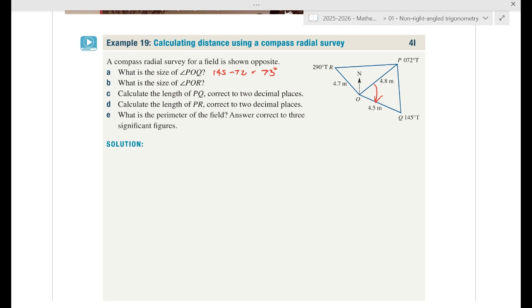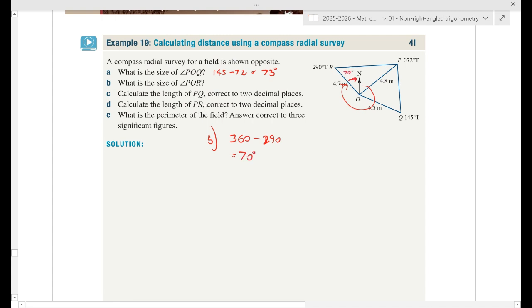Next one is find the angle of POR. Now POR is slightly different. You've gone all the way from there round to there, and that is 290 degrees. So I'm just going to do this one down here. So you've gone 360 minus 290. So that gives you 70 degrees, and that's that space in there.